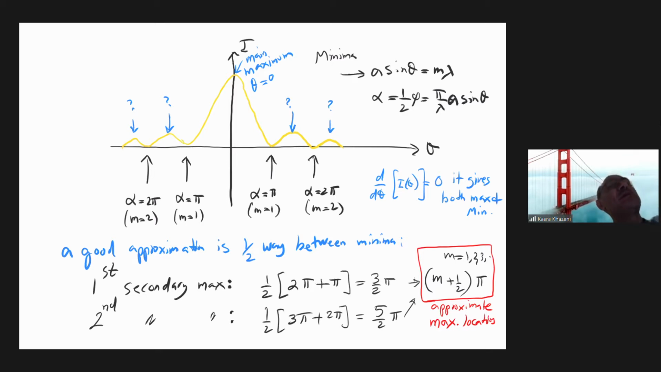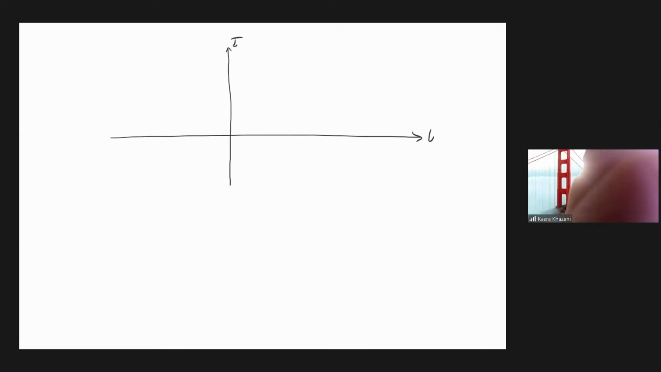Now, one other thing we can do is to calculate the intensity of light. So let's go back and find out what is the intensity at these locations. Okay. Again, it'll look like this.